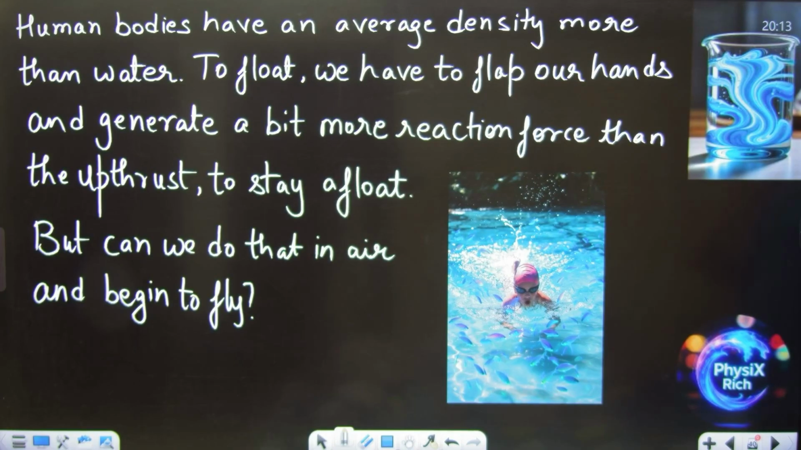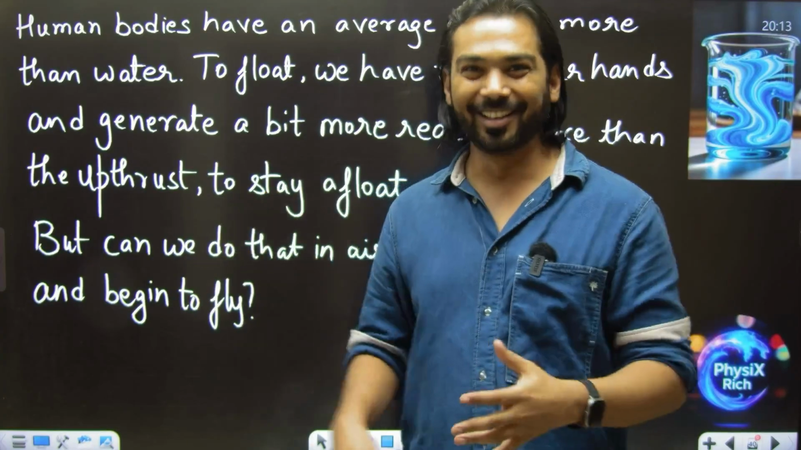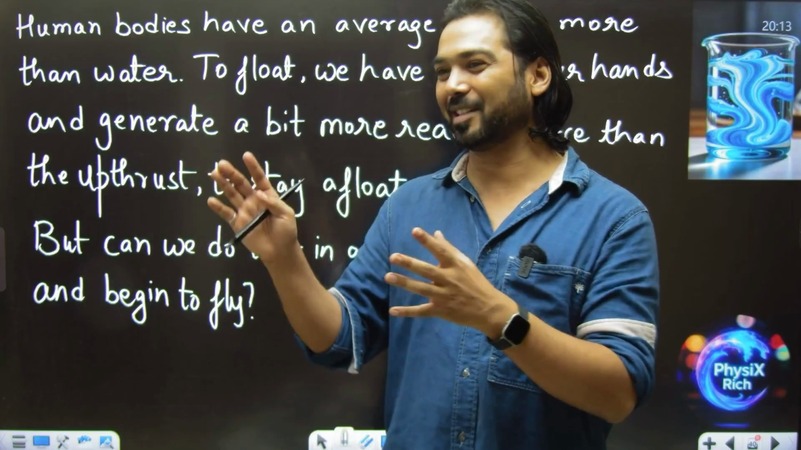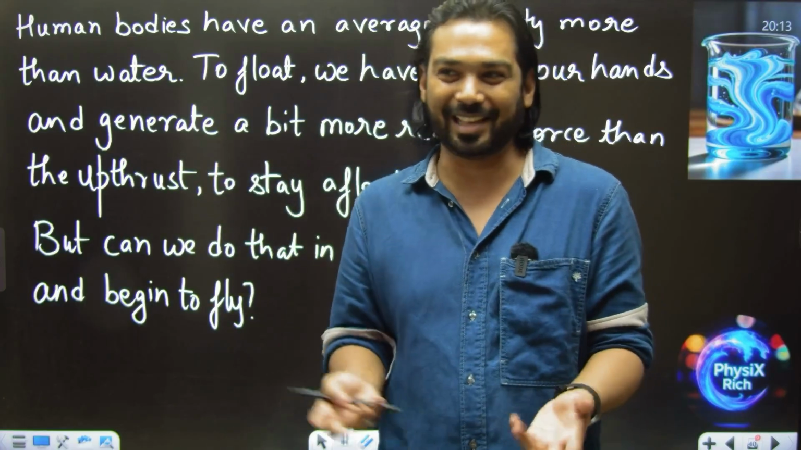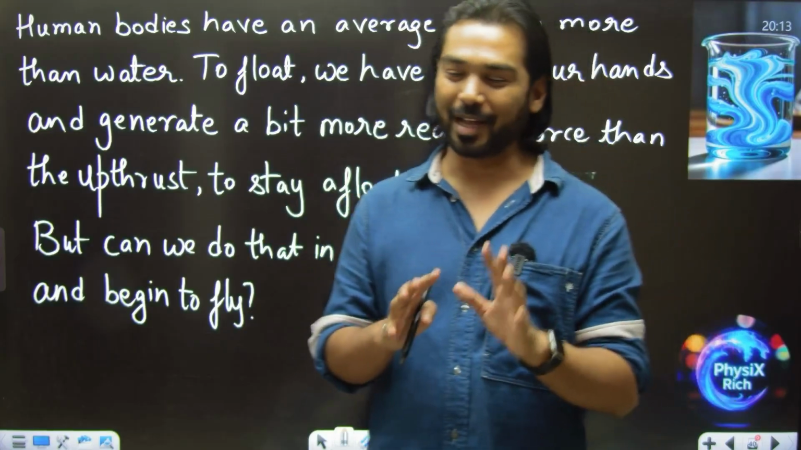Human bodies, why do we float? We float when we try. We don't float just like that. You throw a person who can't swim in water, they will obviously sink. Okay, please don't do that. It's just very cruel.